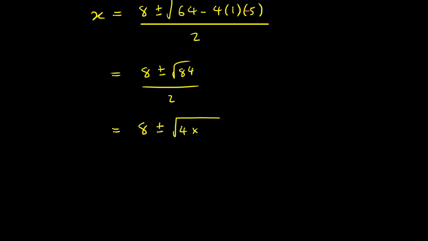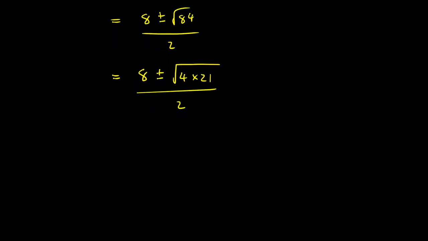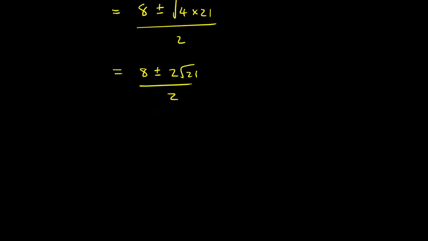So 4 times by 21 over 2. And of course, if I square root the 4, I get 2. So that's 8 plus or minus 2 root 21 upon 2, which is the same thing as 4 plus or minus root 21. So your two answers are 4 plus root 21 and 4 minus root 21. And I'll check the answer. And yep, that is exactly right. Okay.